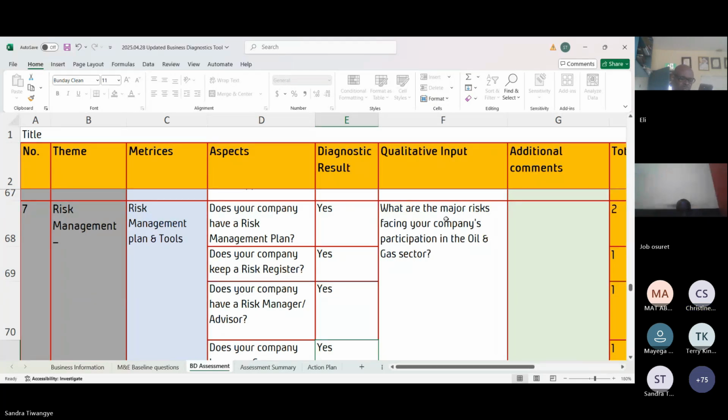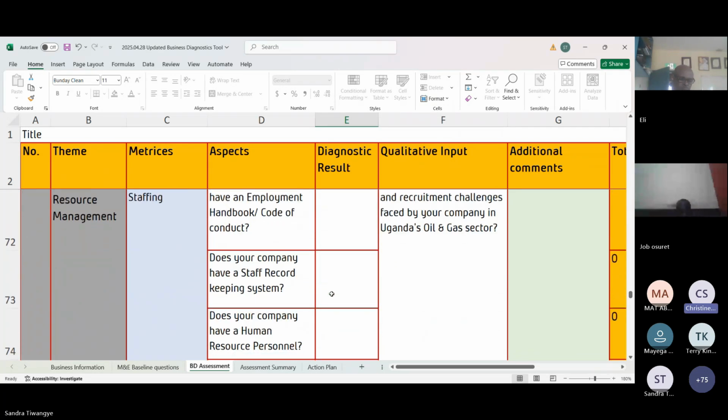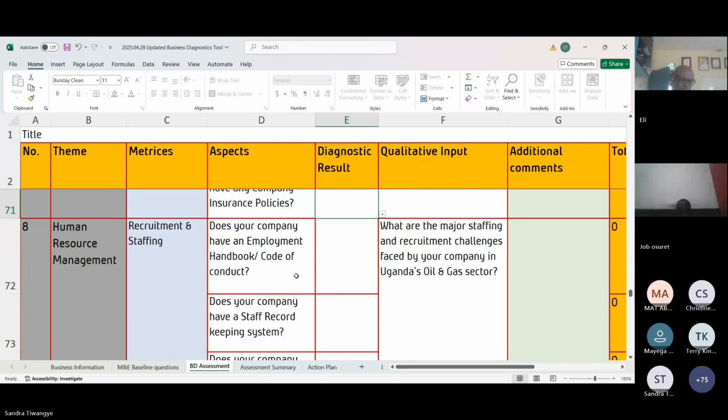Okay, let's move further down ahead to human resource management, assuming human risk management is good. So we want to know, do you have an employment handbook or at least a code of conduct?